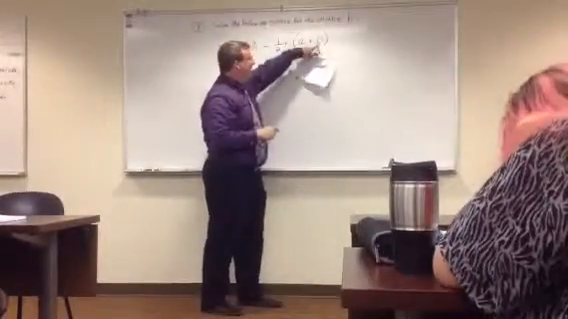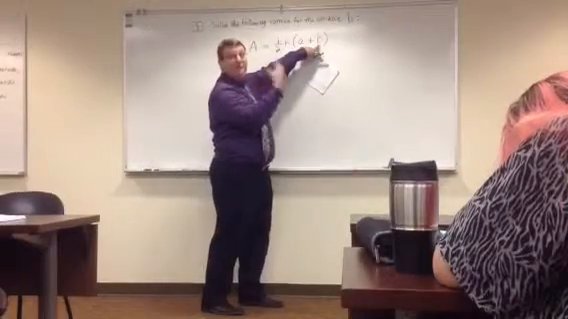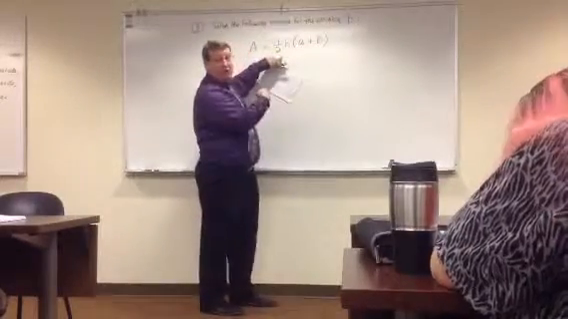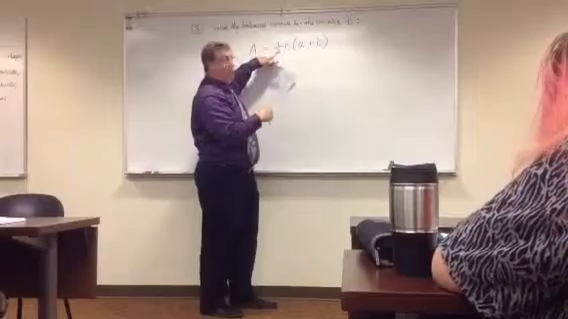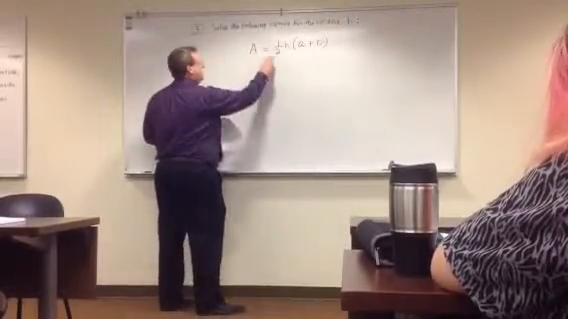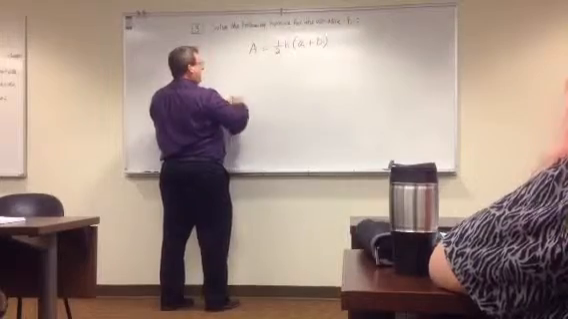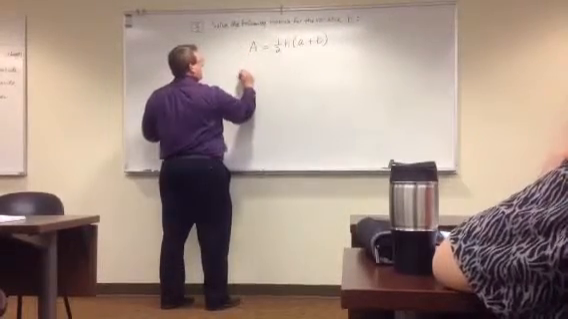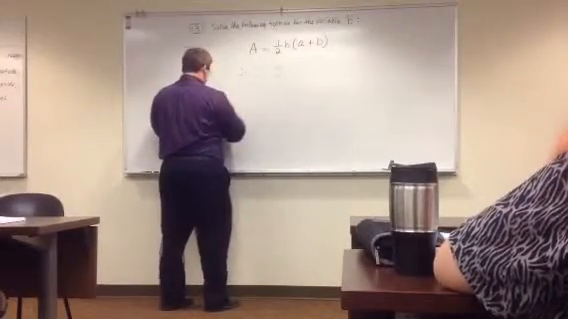So how can I get the b? How can I get that b 3? Well, that 1/2 needs to go away. How do you remove a 1/2? Well, you multiply it by its multiplicative inverse, 2. So we're going to multiply 2 times both sides.